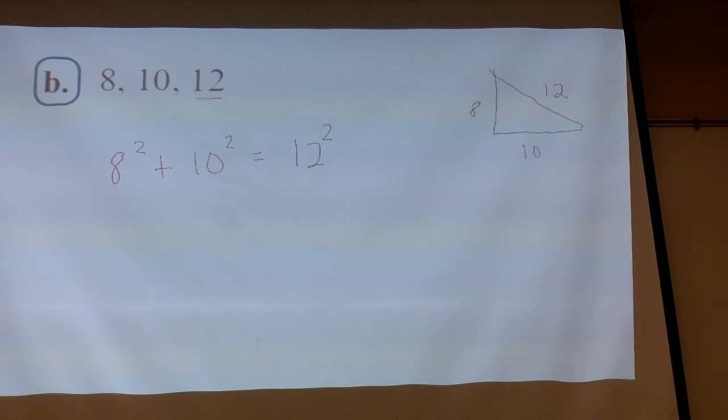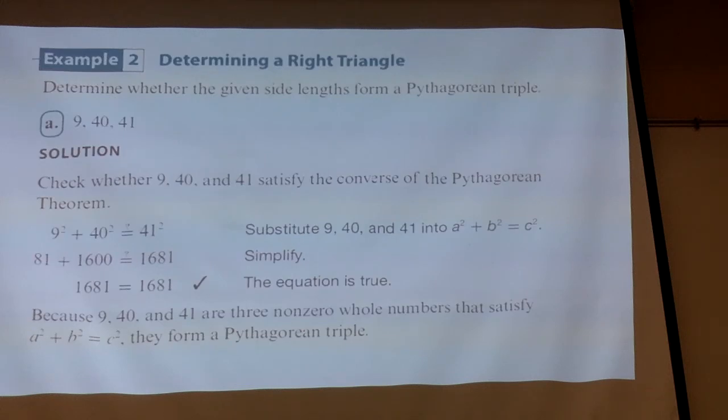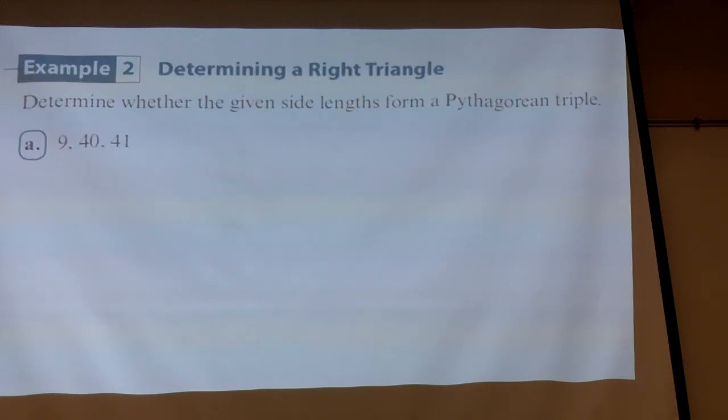Okay, 8 squared is equal to 64. 10 squared is equal to 100. 12 squared is equal to 144. And if I add those together, I'm going to get 164 and 144. Are those equal to each other? No, they're not. So we're going to put a little slash through the equal sign, and this is not true. It is not a Pythagorean triple. That last one was not a Pythagorean triple. I don't know if I said that correctly, but since it didn't work, it's not a Pythagorean triple.